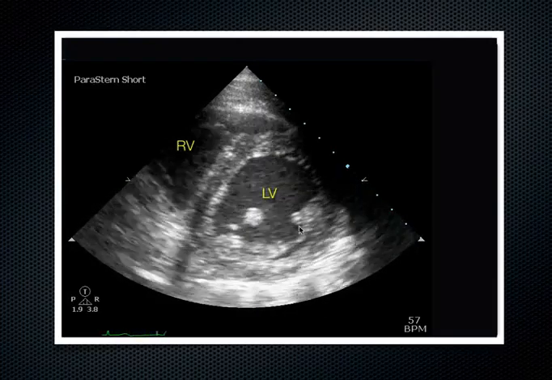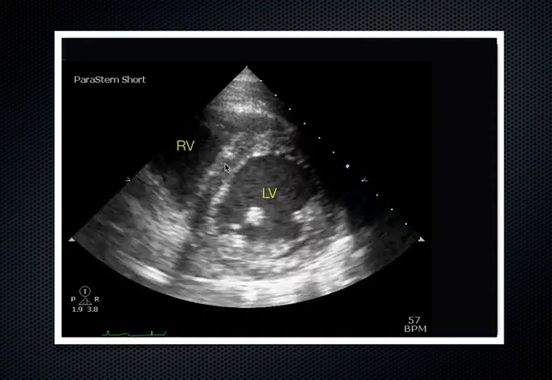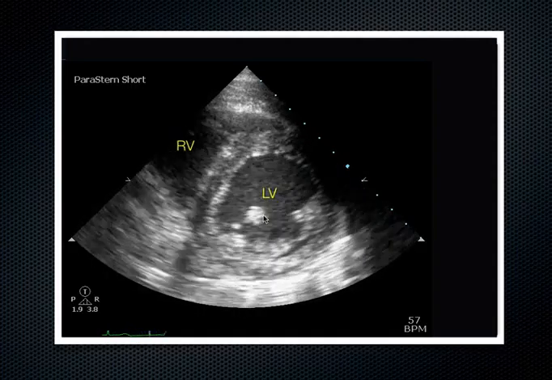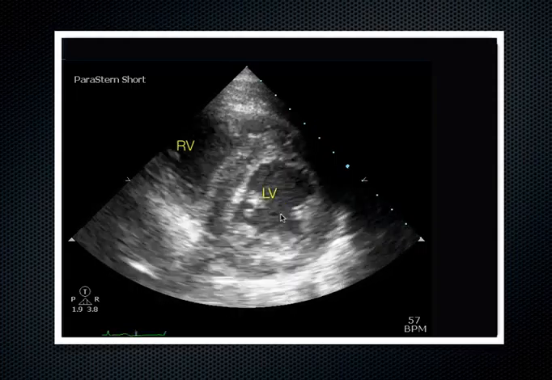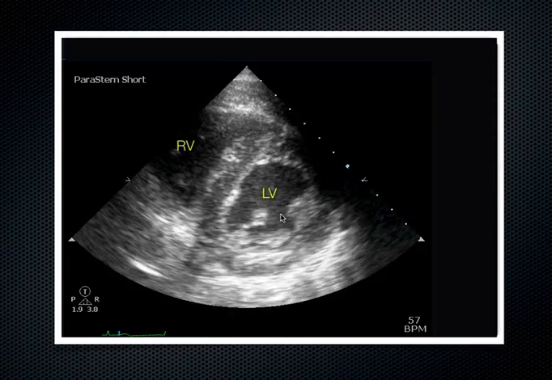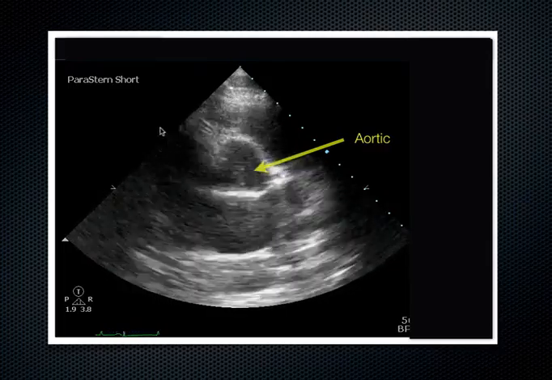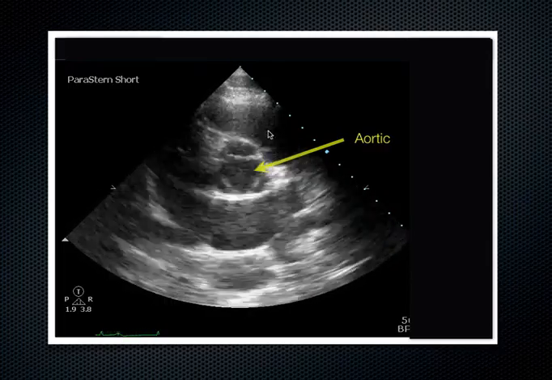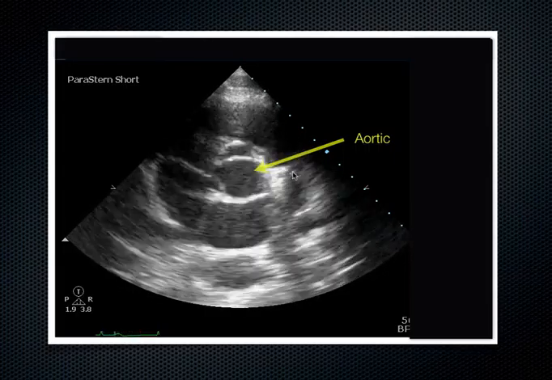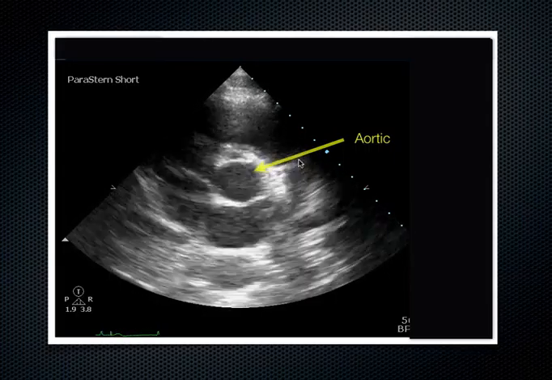Another example of the parasternal short axis: we see the right ventricle here, the left ventricle over here. This would be a mid-papillary muscle view down towards the apex. More proximally there we see the aortic valve, and maybe even a little bit of pulmonic valve if I hallucinate a little bit over here.